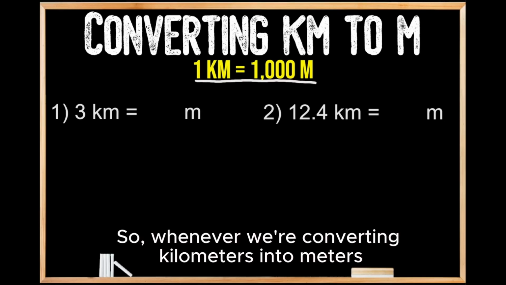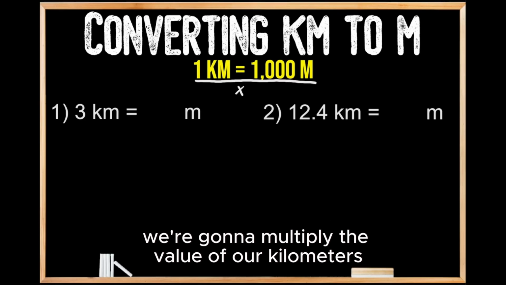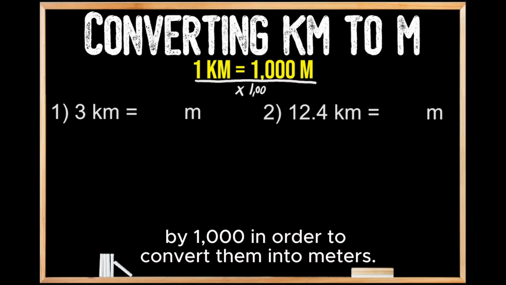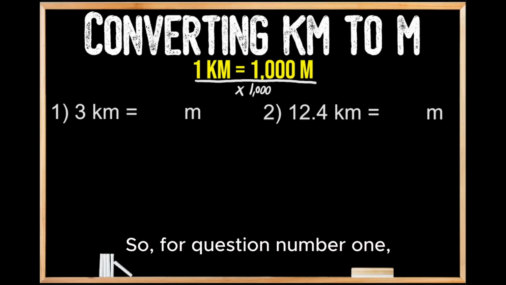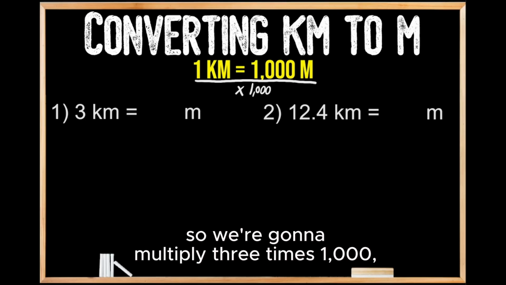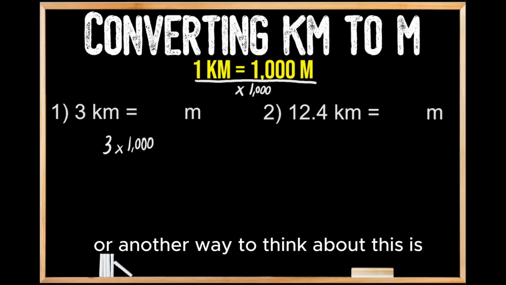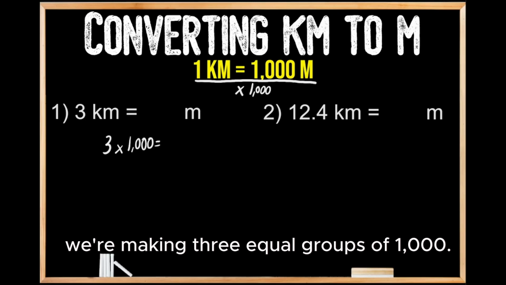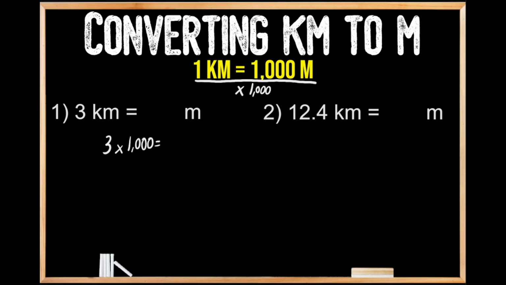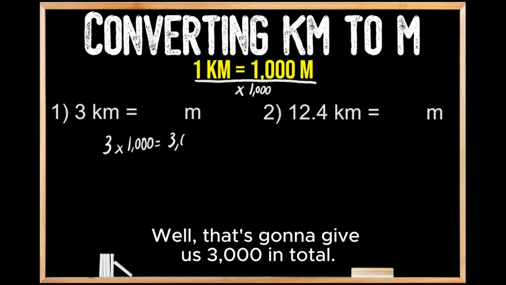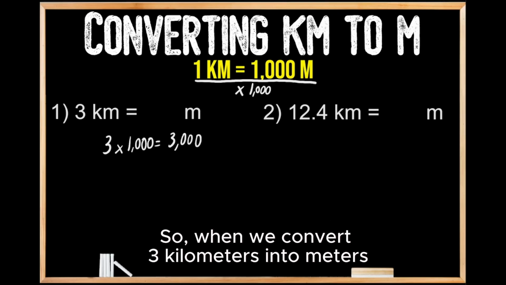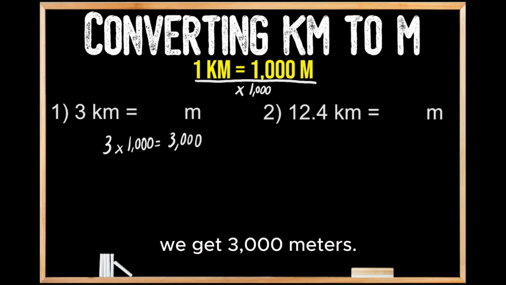So whenever we're converting kilometers into meters, we're going to multiply the value of our kilometers by 1,000 in order to convert them into meters. So for question number 1, we have 3 kilometers, so we're going to multiply 3 times 1,000. Or another way to think about this is we're making 3 equal groups of 1,000. Well, that's going to give us 3,000 in total. So when we convert 3 kilometers into meters, we get 3,000 meters.